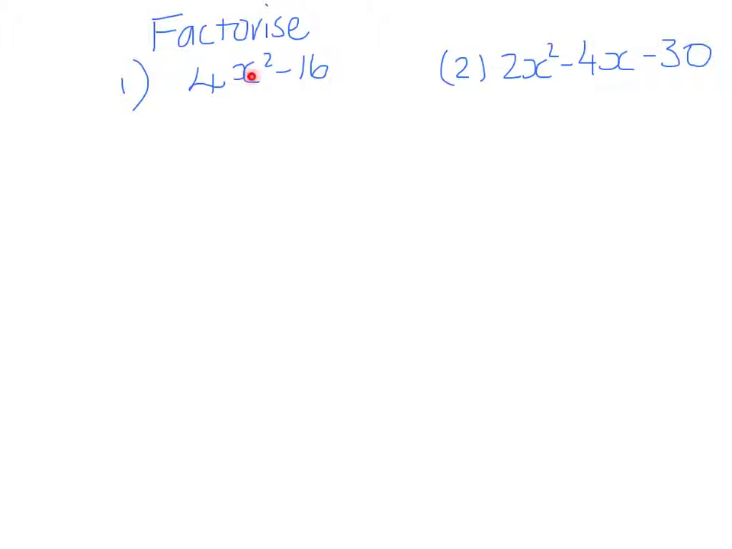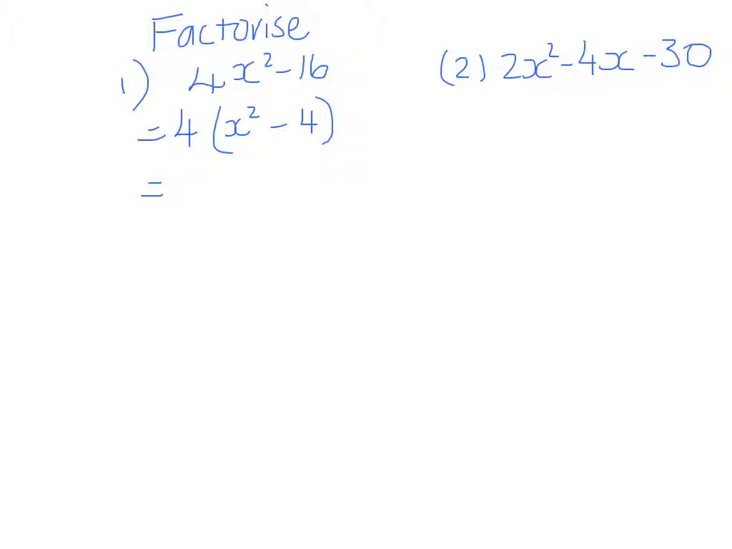I'm also looking at it, I'm seeing x squared, I'm seeing 16 and I'm seeing 4, which are both square numbers. This is a squared term. But it's important that I take out the common factor first. So I'm going to take out my 4. 4 times what gives me 4x squared? Well, it's 4 times x squared. 4 times what gives me 16? It's 4.